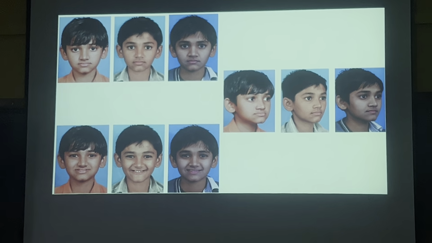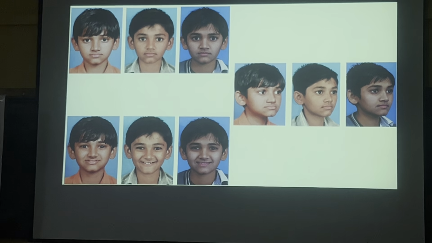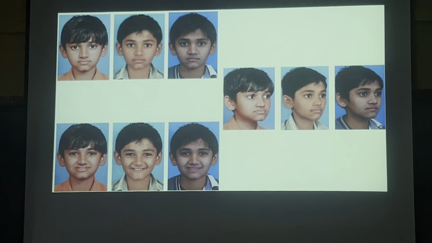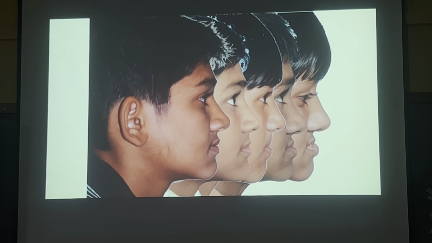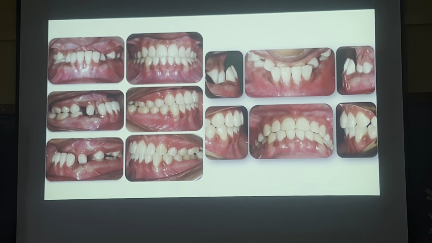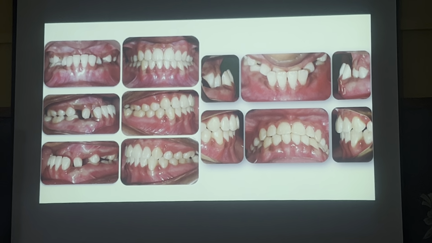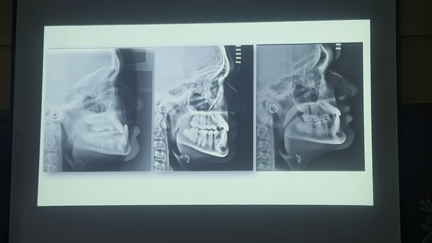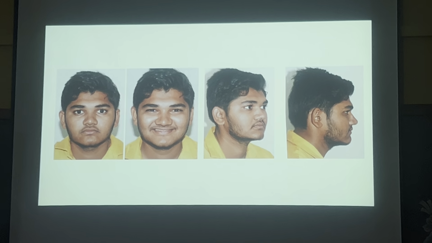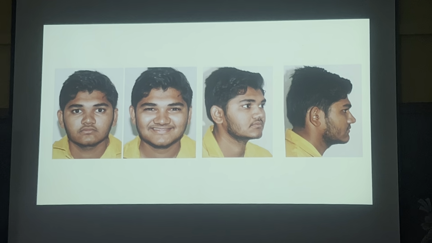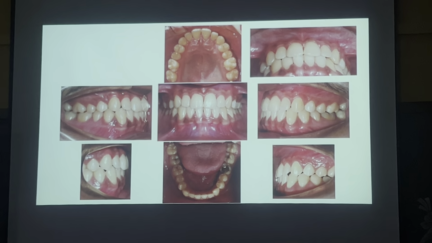Look at the facial comparison before treatment, after the twin block, and after the fixed mechanotherapy. This is how the improvement takes place in the profile from class 3 to class 1. And this is the comparison of before treatment, after twin block, and what we achieved after fixed mechanotherapy. These are the cephalometrics. The 5 years follow-up: look at the profile, still maintained without any fixed appliance.